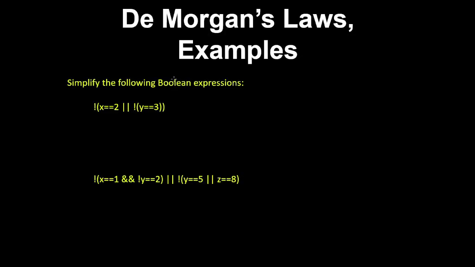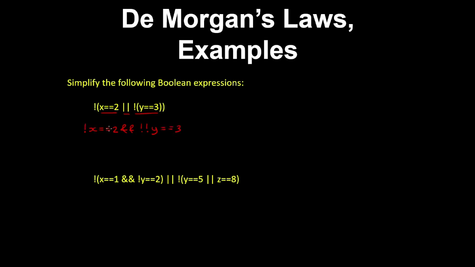Let's simplify the following Boolean expressions using De Morgan's laws. So here we have not x is equal to 2 or not y is equal to 3. So what we do is replace or with and put a not behind each individual Boolean expression. So we have not x is equal to 2 and not y is equal to 3.